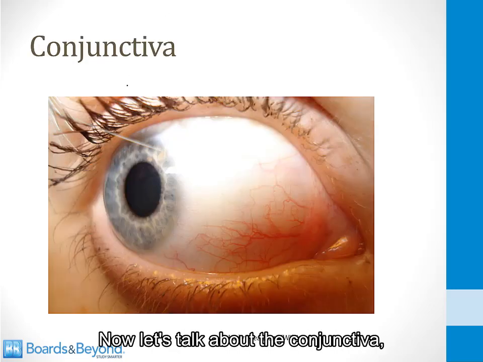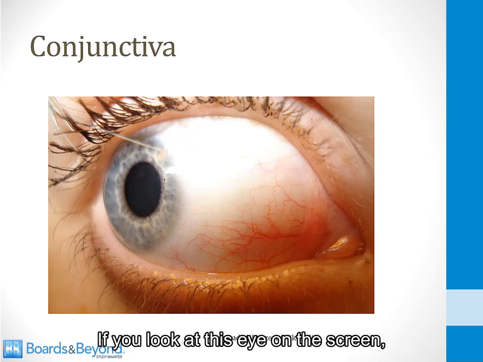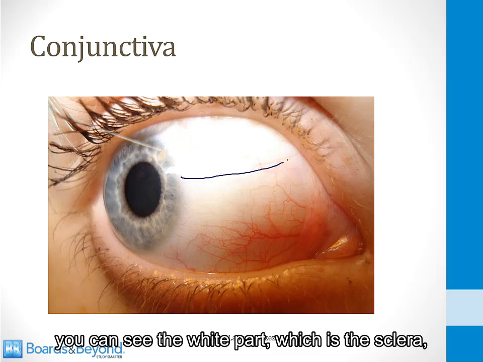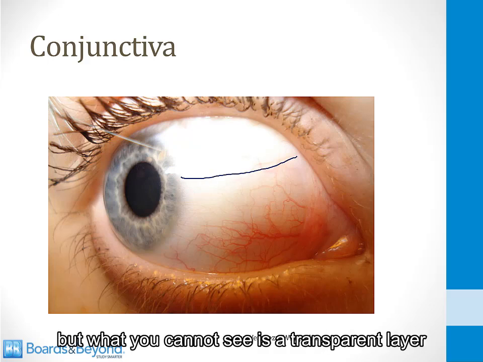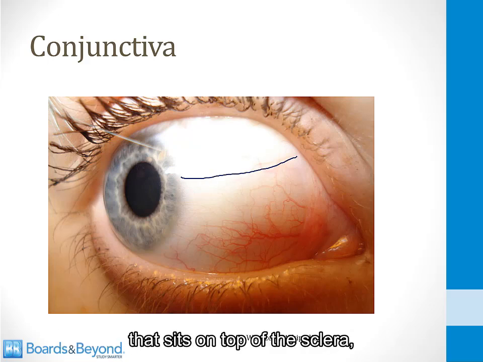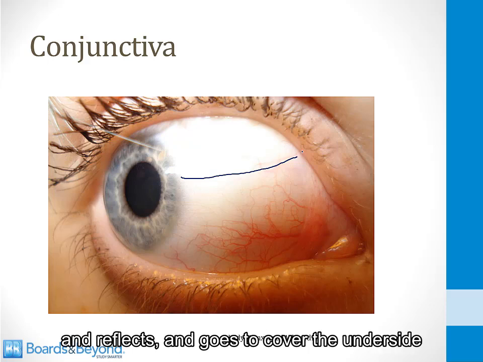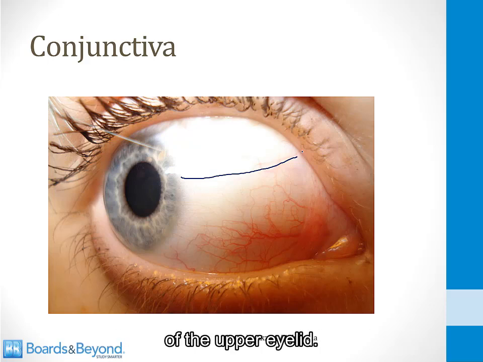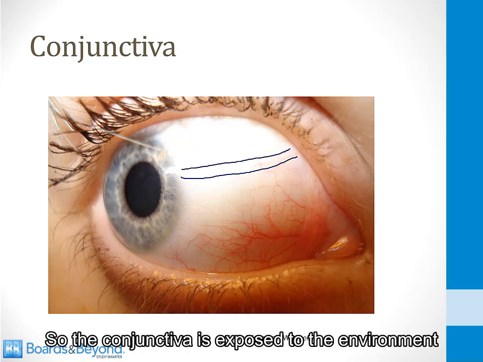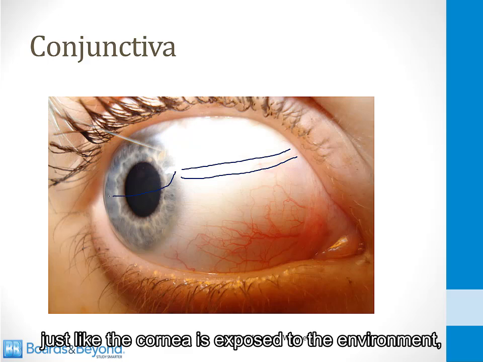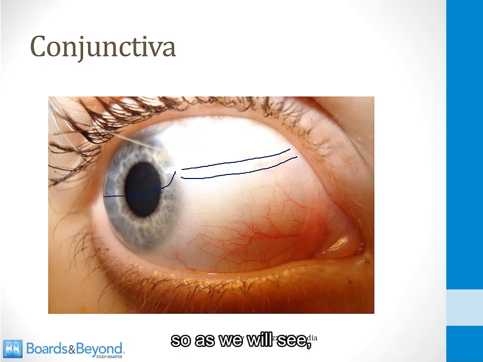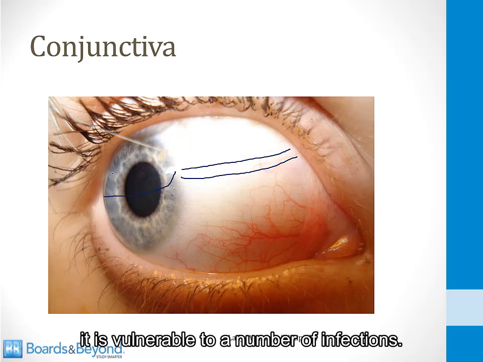Now let's talk about the conjunctiva, which I mentioned before. If you look at this eye on the screen, you can see the white part, which is the sclera. But what you cannot see is a transparent layer that sits on top of the sclera. That's called the conjunctiva. It actually wraps around the back of the eye and reflects and goes to cover the underside of the upper eyelid. So the conjunctiva is exposed to the environment just like the cornea is exposed to the environment. So as we will see, it is vulnerable to a number of infections.